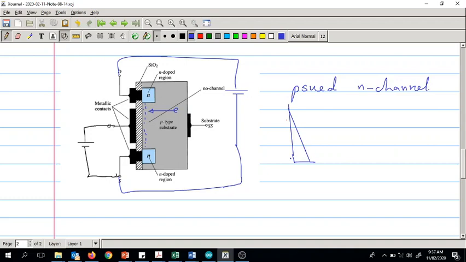However, this will not work in the depletion mode, because there is no channel there, and this device is a normally off device, right? Normally off device. This and BJT both are normally off devices, right? So people tend to replace BJTs with MOSFETs for different purposes.